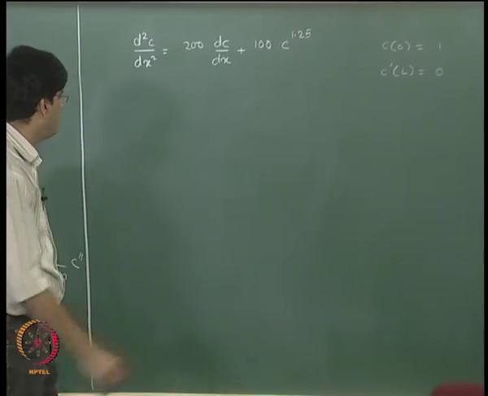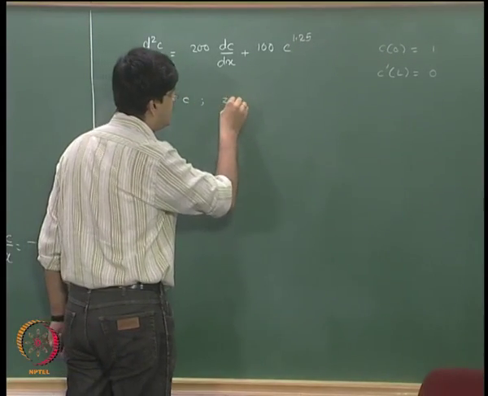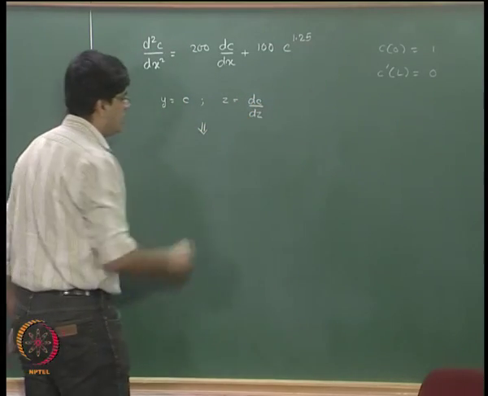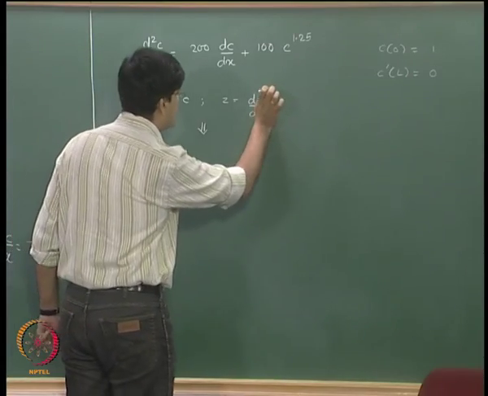As we had done before, we will write y equal to C and z equal to dC by dx, which will result in two ODEs. The first ODE, sorry, dC by dx, not dz.